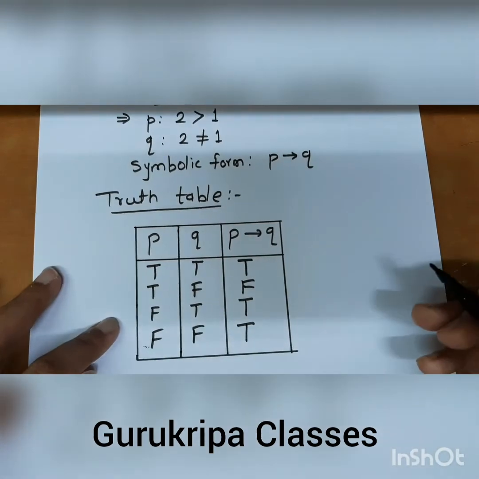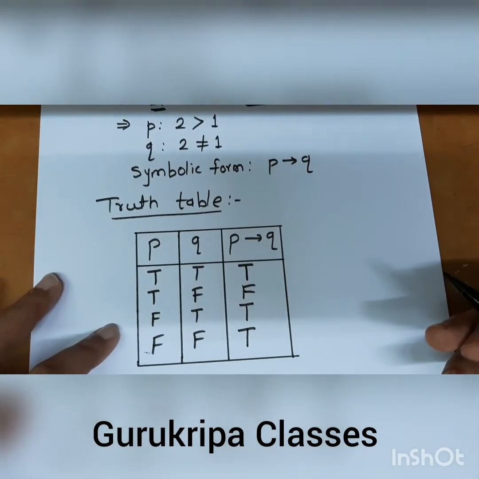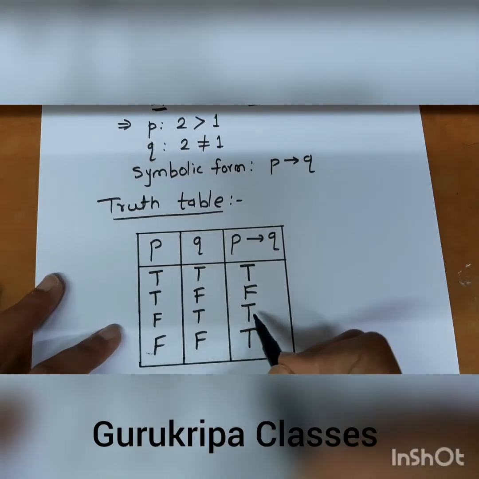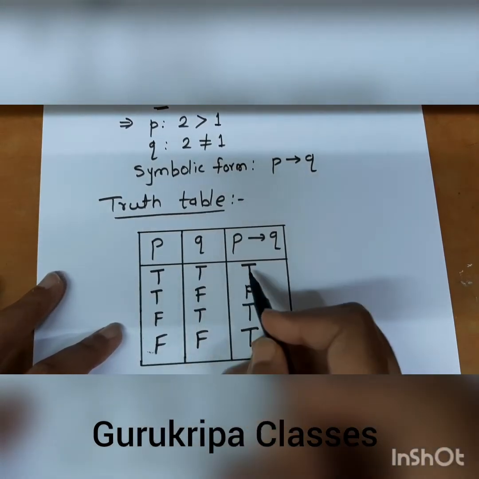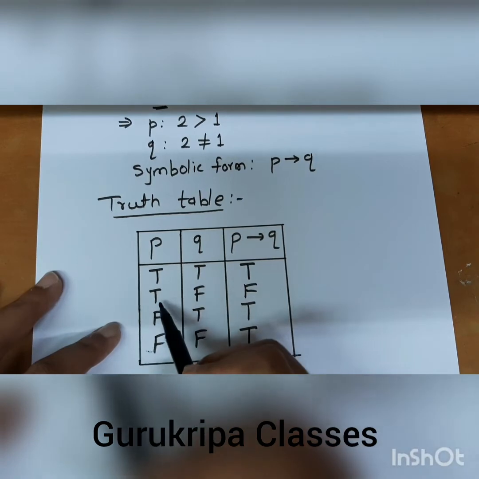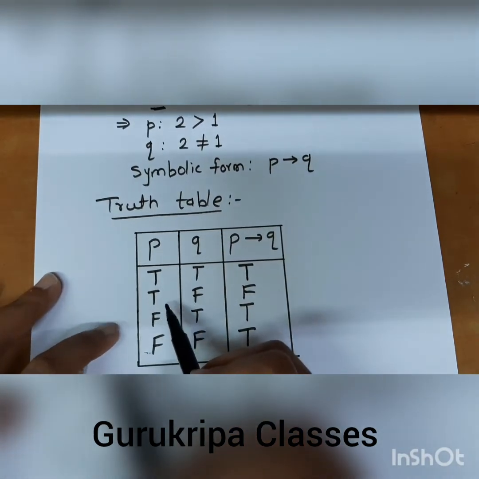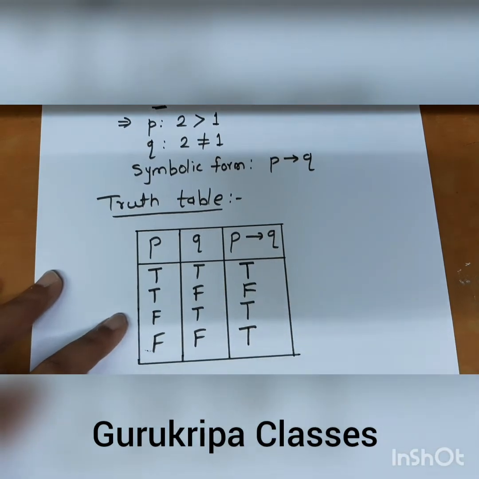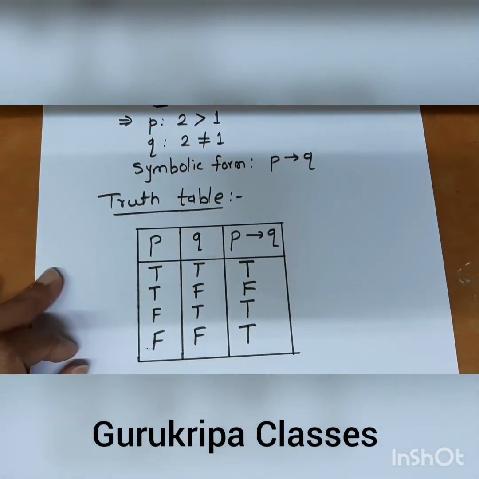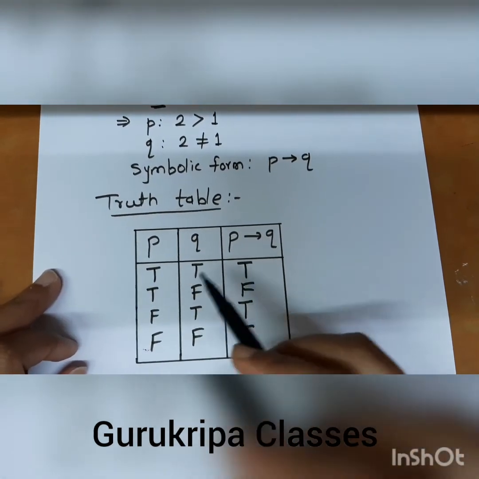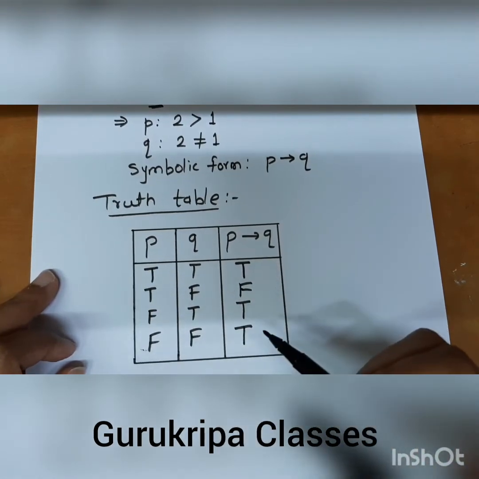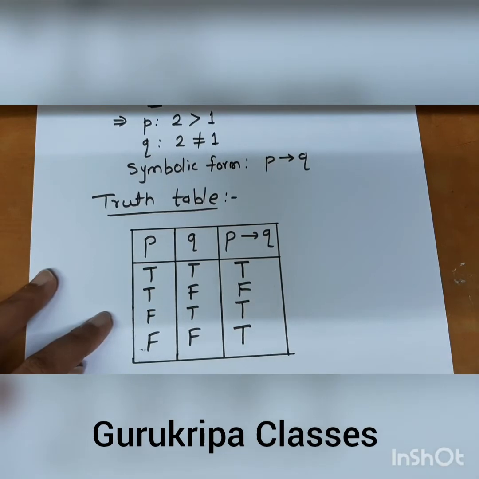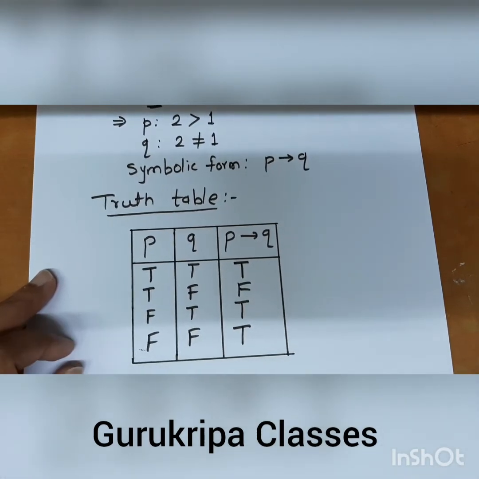Okay, you can take any example related to this. False implies false is again true. False implies true is again true. True implies true is again true. But the only thing is, when the first statement is true and it implies a false statement, the answer will be false. Okay, see the truth table. Generally, students forget about this truth table. They don't remember that true implies false is false.